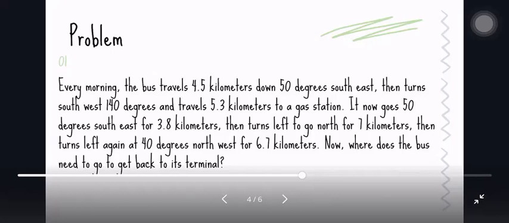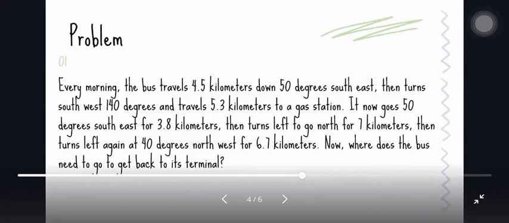Now it goes 50 degrees southeast 3.8 kilometers, then turns to the left going north for 7 kilometers, then turns left again at 40 degrees northwest for 6.7 kilometers. Now, where does the bus need to go to get back to its terminal?